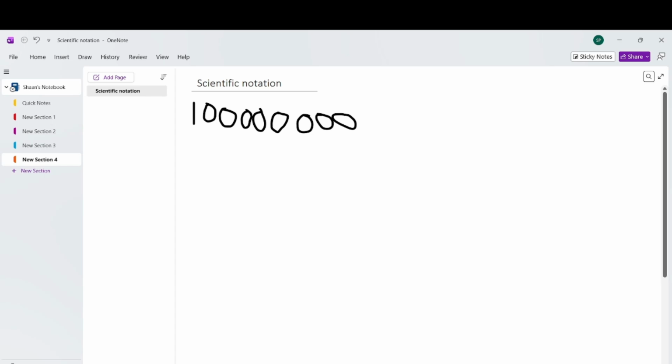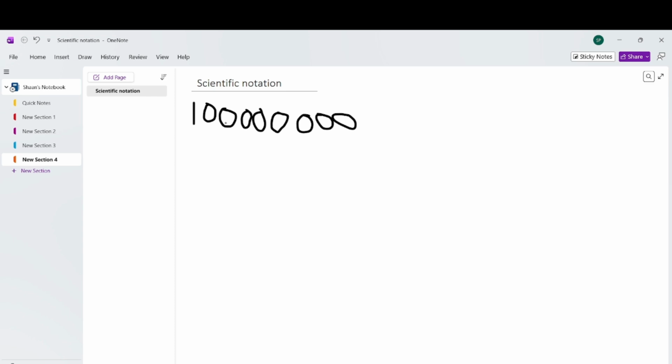Today we're going to be going over something called scientific notation. If you don't know what scientific notation is, it's basically an easier way to write really big numbers or really small numbers. So for example, we have the number 1 with 1, 2, 3, 4, 5, 6, 7, 8, 9. So I think 1 billion.